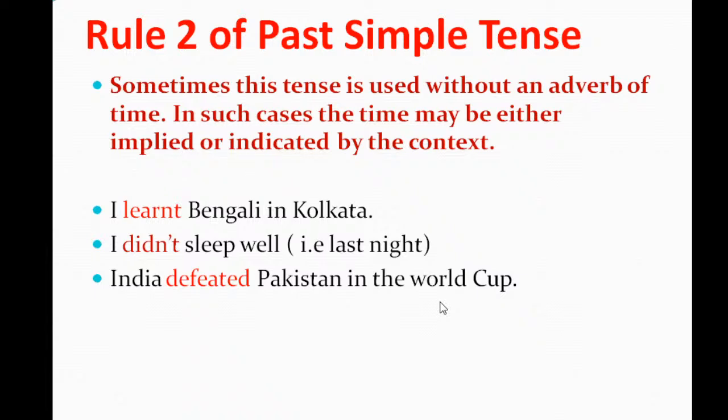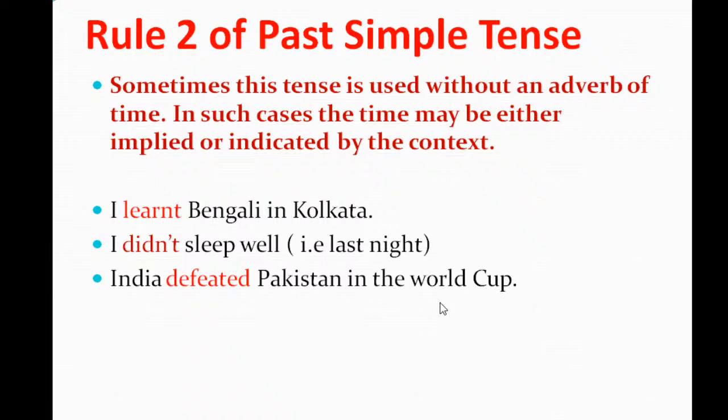Now, we do not always mention the time. Sometimes we do not mention when exactly it happened because it is understood, or it's not important. In such cases, the time may either be implied, which means it's understood, or indicated by the context, or by the other part of the sentence, which gives an indication how long ago it might have happened. For example, I learnt Bengali in Kolkata.